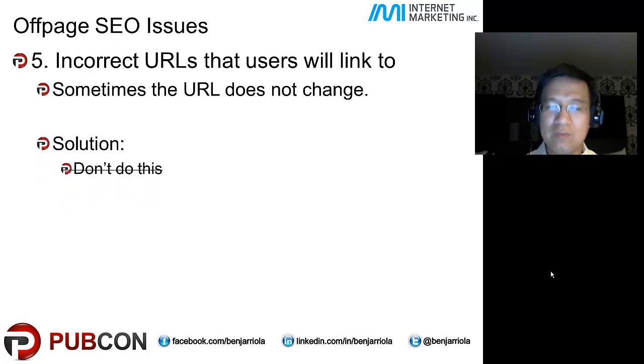Issue number 5, incorrect URLs that users were linked to. Okay, in many effects, accordion, parallax, tab navigation, sliders, you can click on things where the content changes, but the URL does not change. Now, when people want to link to that page, they copy and paste the URL. And if the URL did not change, they could be linking to the wrong piece of content.